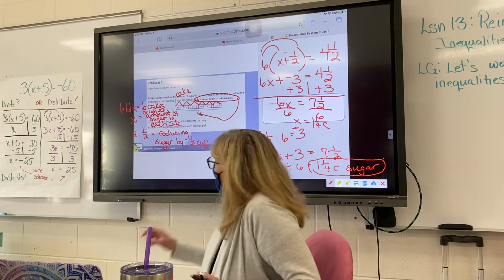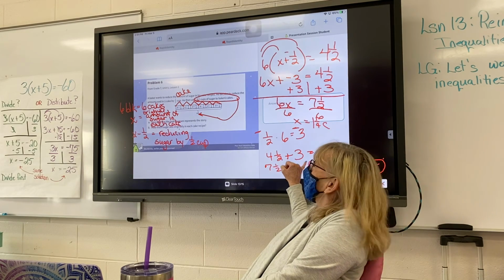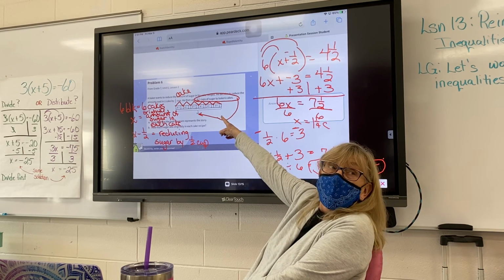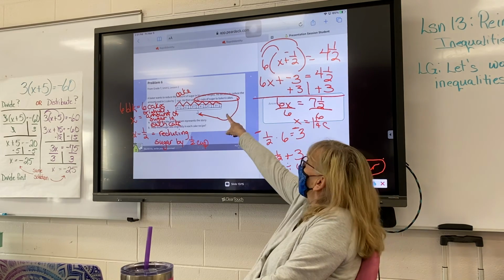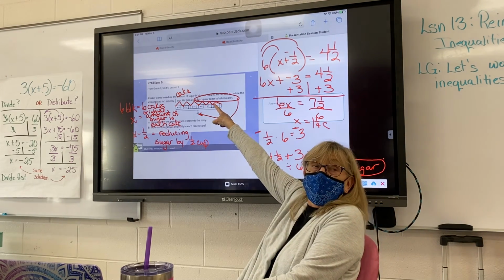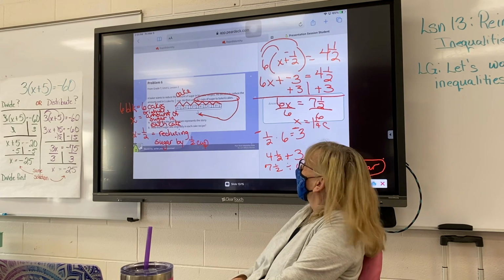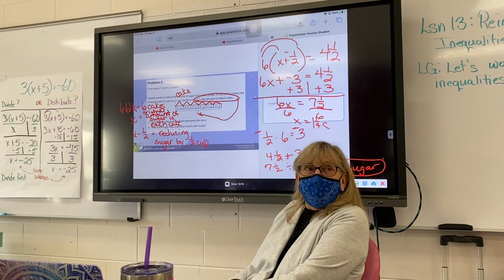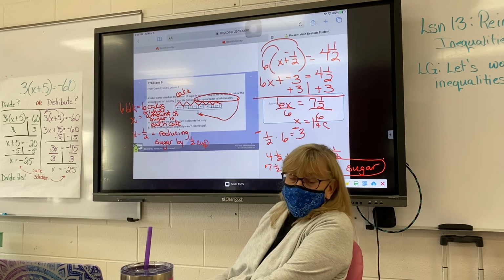Wait, say that again? Originally, we had 1 1/4 cups of sugar. Take away 1/2. From what? 1 1/4, because x is 1 1/4. I thought you said 4.5. No, 1 1/4. Take away half, and that would leave us with 3/4 of a cup of sugar in each cake. Okay.